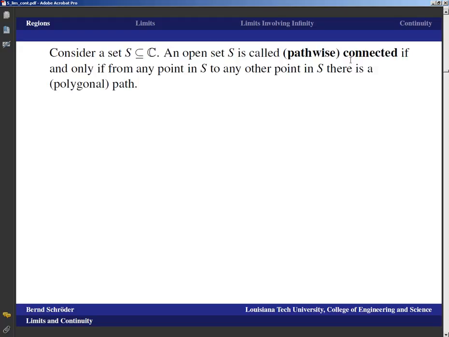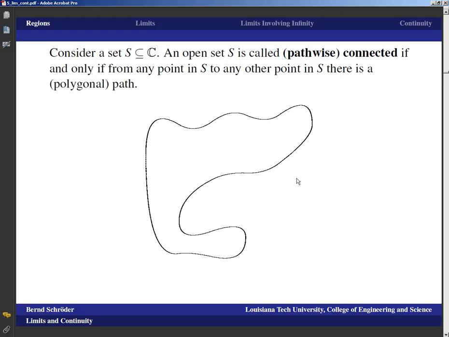Right, an open set is called connected. Technically, if you want to go deeper into topology, people would call it pathwise connected, if and only if from any point in S to any other point in S, there's a path, and sometimes we also would like to say just a polygonal path. Well, basically, let's take this standard picture again. Here's one point, here's another point. As long as I have a connecting path from every point to every other point, then that set is connected.